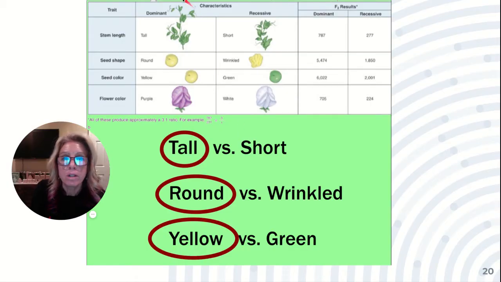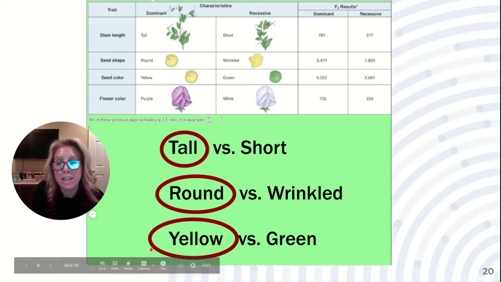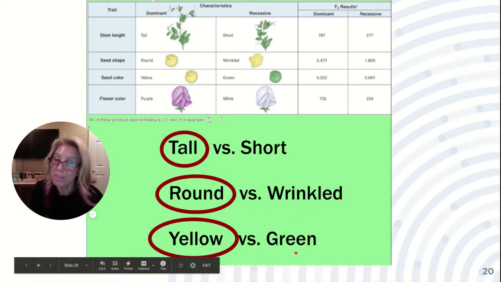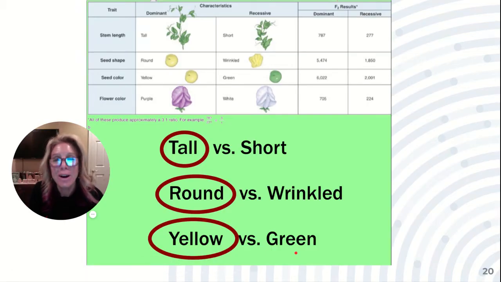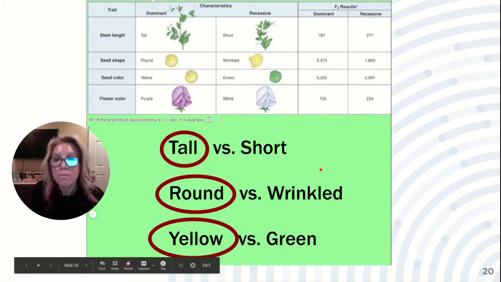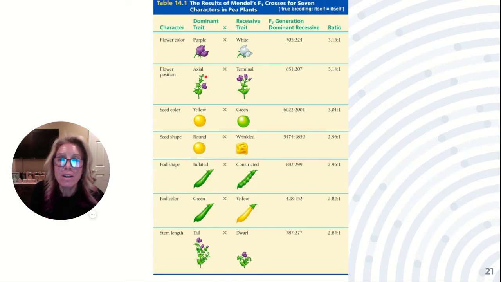He would cross tall plants with short plants, and tall was always dominant over short. He crossed round peas, full round, with kind of shriveled, wrinkled peas, and round was always dominant over wrinkled. And he would cross yellow peas with green peas, and believe it or not, yellow peas are dominant over green peas. We'll talk about F1 and F2s in just a minute. Now, here are some of the other traits that you could look at. You can look at purple versus white, axial buds versus terminal buds.